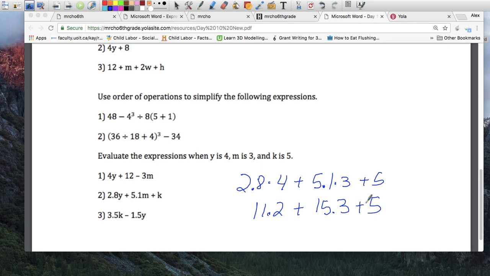So 11.2 plus 15.3 plus 5. I'm just going to add this over here: 11.2, 15.3, line up your decimals. The last one is a 5, and remember, the 5 doesn't have a decimal, so we add a decimal, and I'm going to add 0 here as a placeholder. Now all my numbers have one decimal place. 2, 3, and 0 is 5. 5 plus 5 is 10, plus 1 is 11. Carry the 1, and we get 31.5.